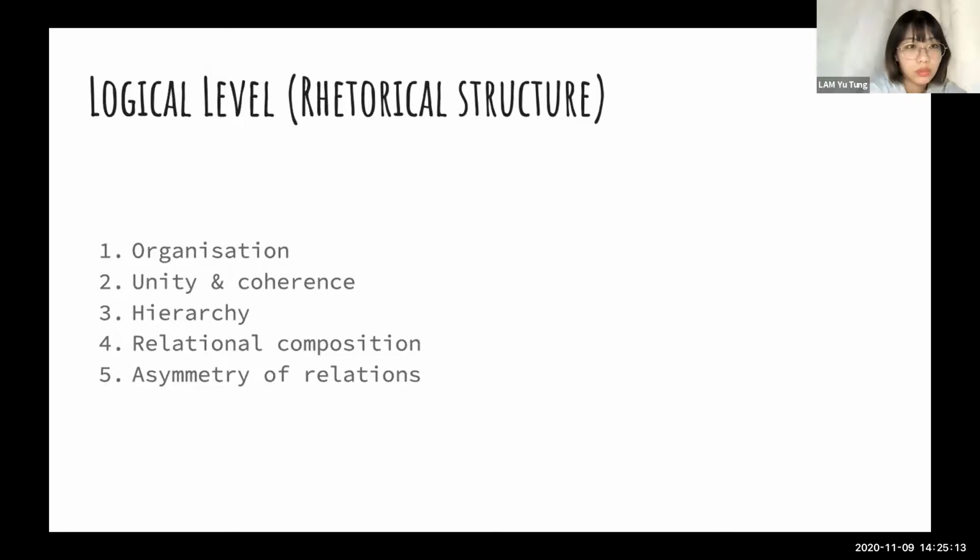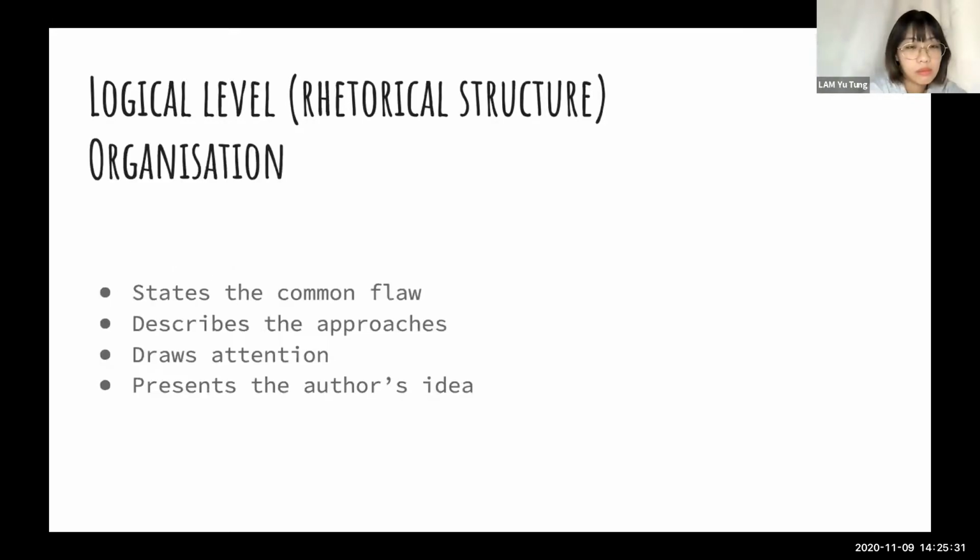So, this part is about the logical level in terms of rhetorical structure, which will be divided into 5 parts: organization, unity and coherence, hierarchy, relational composition, and asymmetry of relations. For the organization, the author claims that the common flaw of both models is their negligence of real-time events, and suggests a way to fill the gap. The author first briefly describes the approaches, compares them, and identifies their drawbacks. One fails to explain how children learn to hear words, while the other fails to explain how concrete construction comes to sustain description in terms of inner intentions.